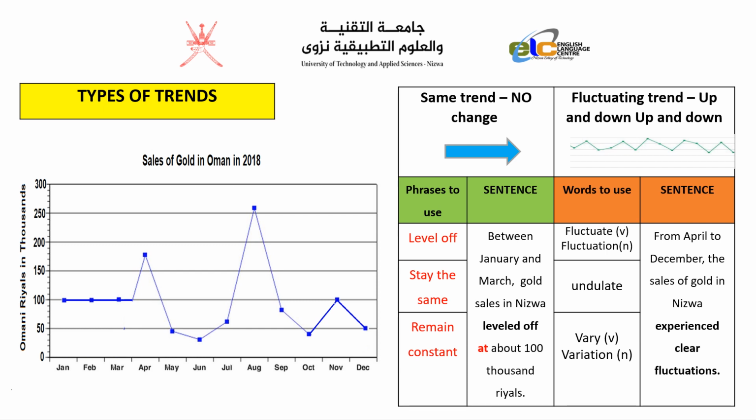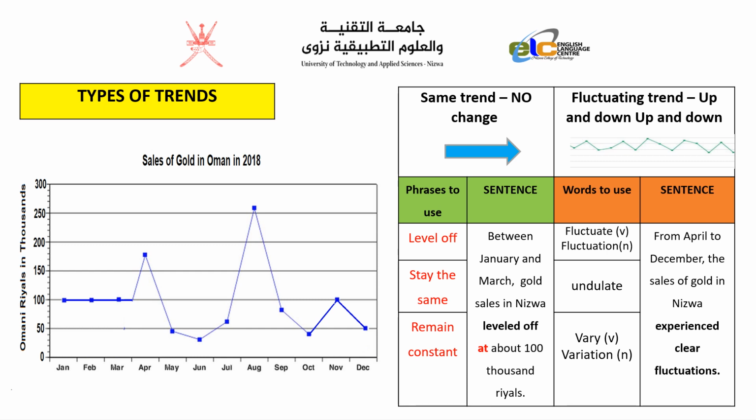For this, you can use some phrases to describe the trend. In this example, level off is used. Between January and March, gold sales in Nizwa leveled off at about 100,000 riyals. Take note that the preposition at is used.